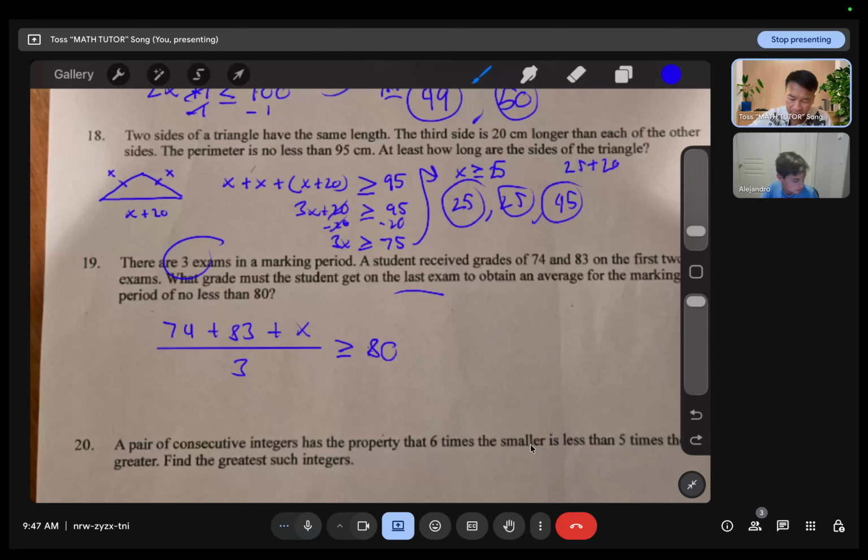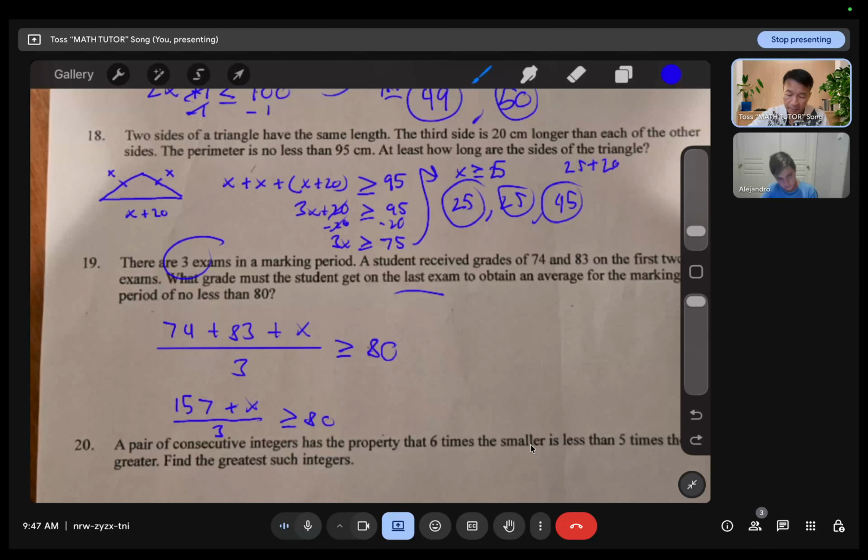What is that? 157 plus x, divided by 3, greater than 80. Yeah, just be neat here. Combine like terms bit by bit here and there.